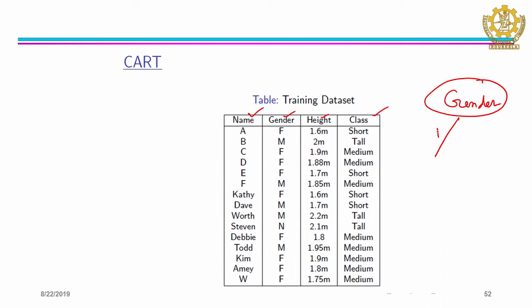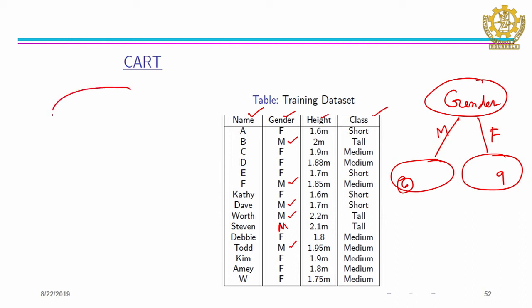One will be male, another will be female, and then we count how many objects are here. So, you count male 1, 2, 3, 4, 5, I think this will be also 6. And then this side there will be 9. Then what do we have to do? We have to find the best split.